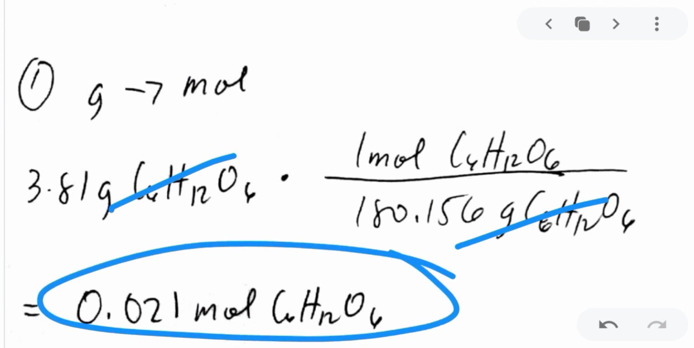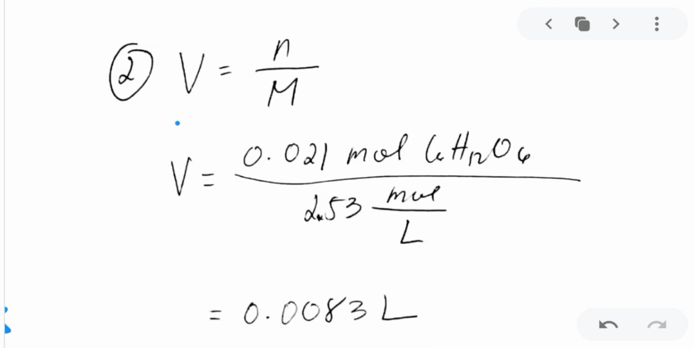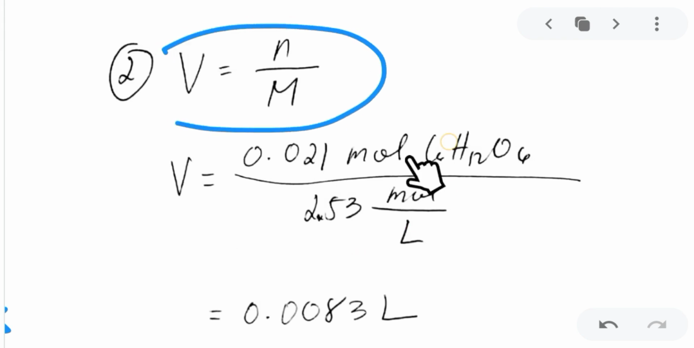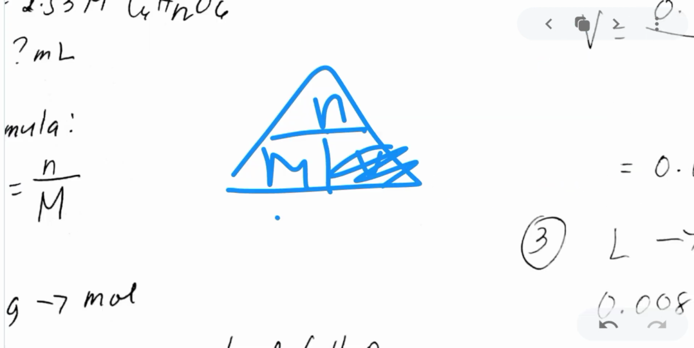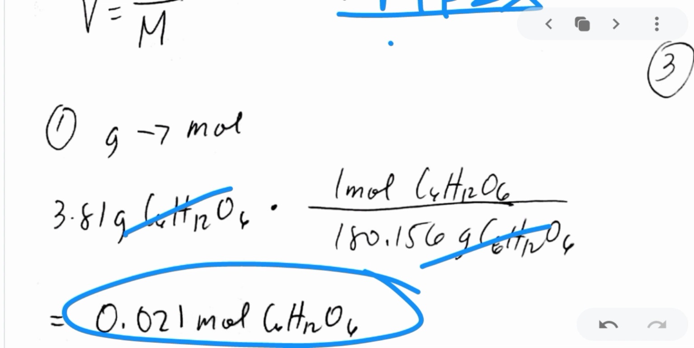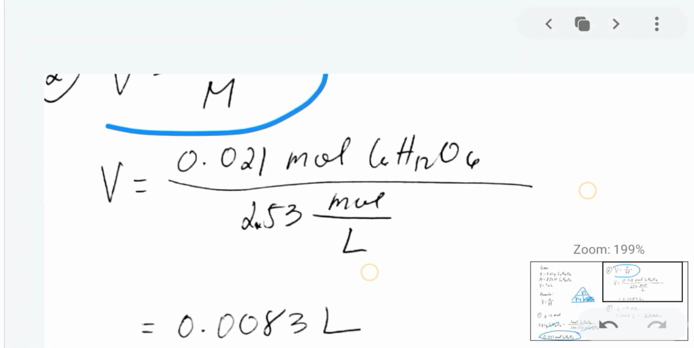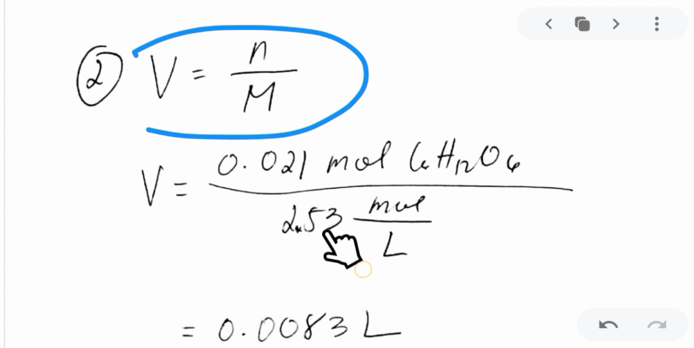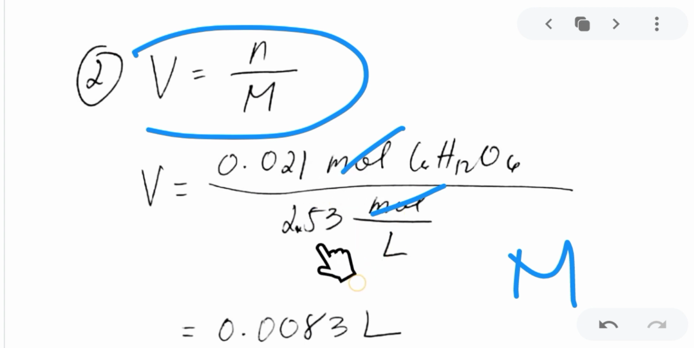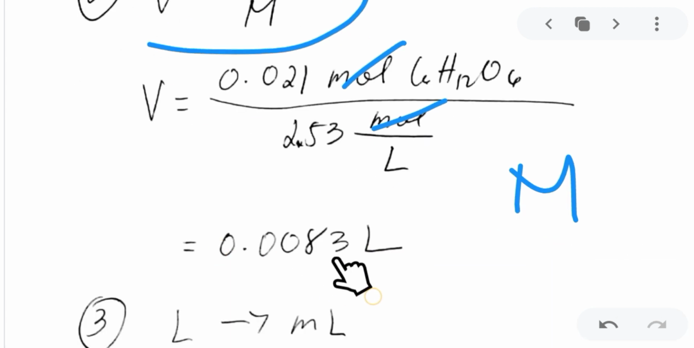Now, you only have the mole unit. The second step is you can substitute in the formula. Volume is equivalent to the moles of solute per the molarity. So, 0.021 mole from this problem, over 2.53, the molarity. Now, expand the M. When you expand it, that is mole per liter, so you can cancel the mole and get your desired unit for volume, which is the liter. So, cancel the mole unit, then divide 0.021 over 2.53. That will be 0.083 liters.